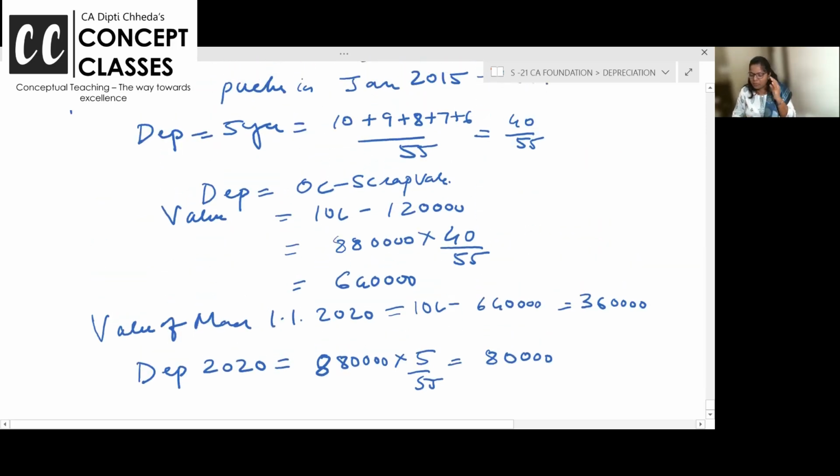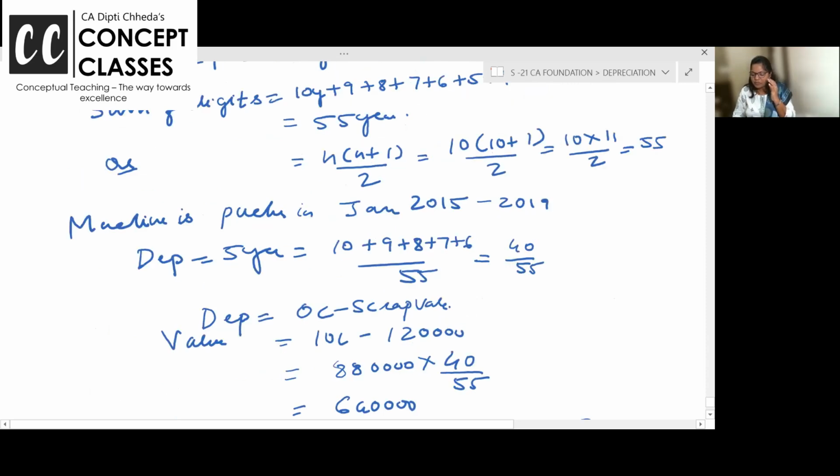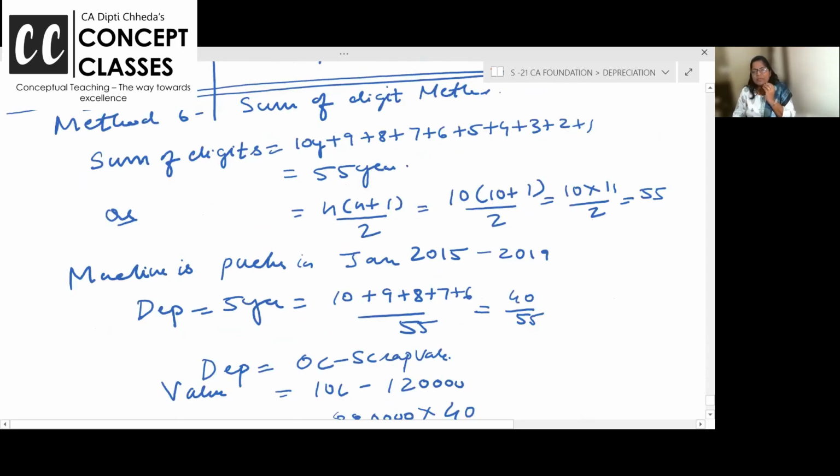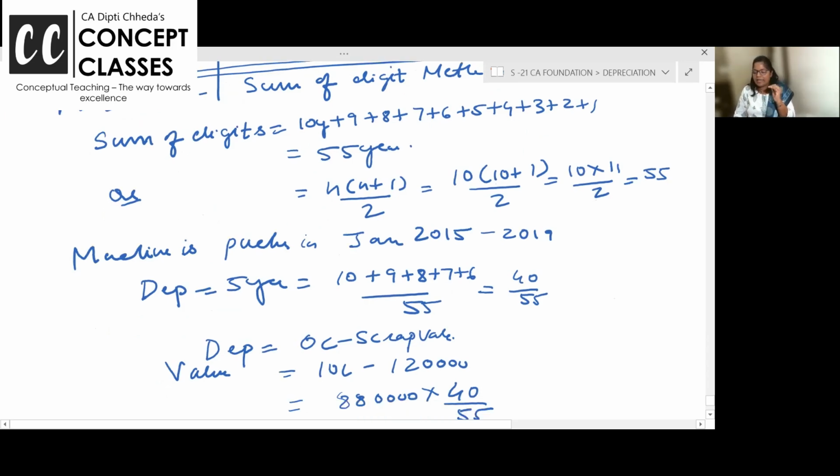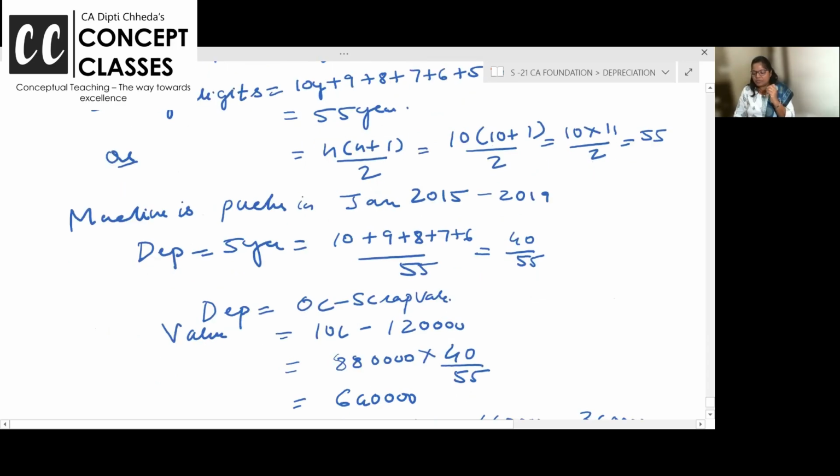Keep the pen down and check the whole problem. Did you get the sum of the digits concept? For 10 years, 10 plus 9. If it were 5 years, 5 plus 4 plus 3, like that. And n plus 1 by 2 you have to do.